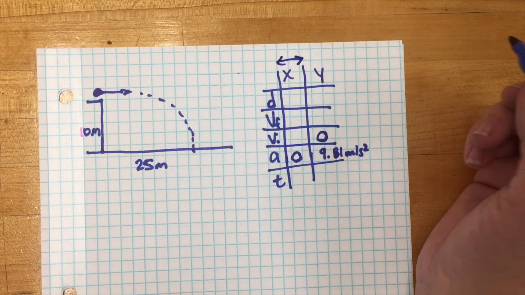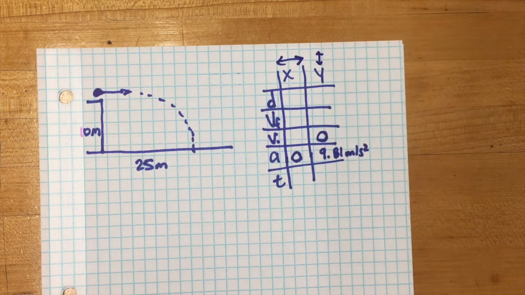X is always going to be side to side. Y is always going to be up and down, just like on a graph.